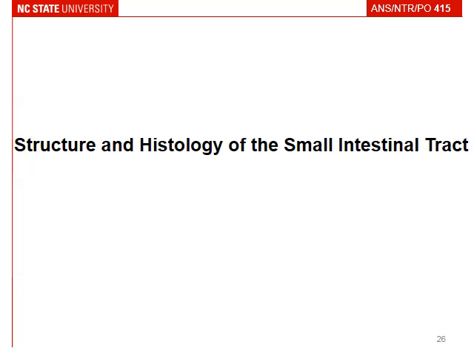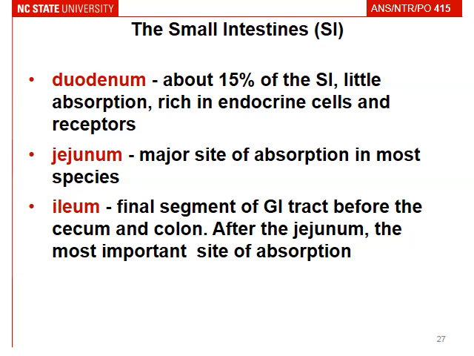Okay, next we are going to get into discussing the small intestine. The small intestine can be split up into three different components. There are three sections of the small intestine. The first component is the duodenum, or duodenum, depending on where in the country you come from. I grew up with, we call it duodenum. It makes up about 15% of the small intestine.